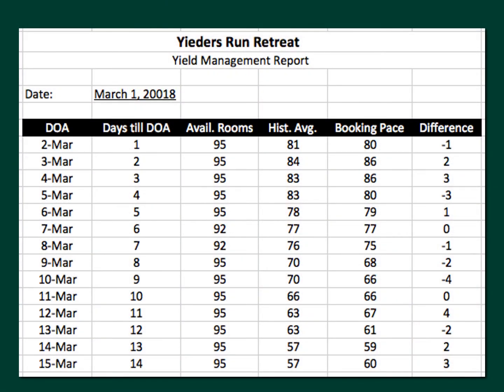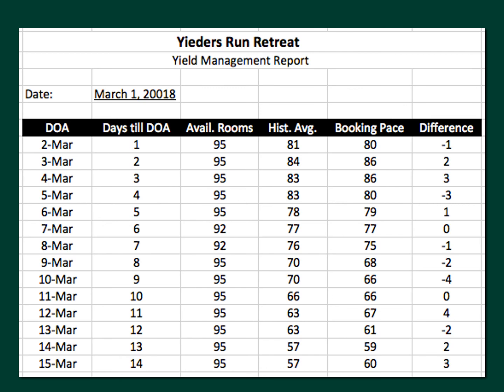Here's a yield management report that shows a lot of different days of arrival from the 2nd of March to the 15th of March. Let's look at March 2nd. The booking pace that we currently have is 80, and historically we're looking at a booking pace of 81. So we're behind a little bit. This is not enough days out, but if you had this situation, you might increase the marketing or decrease the room rates to make up that booking pace difference.